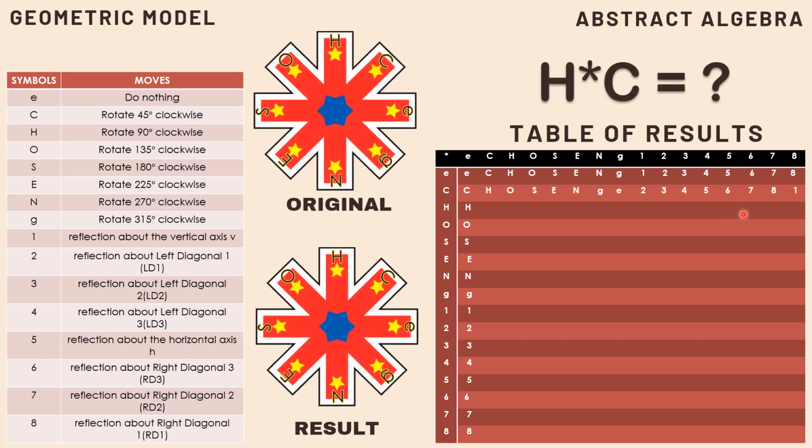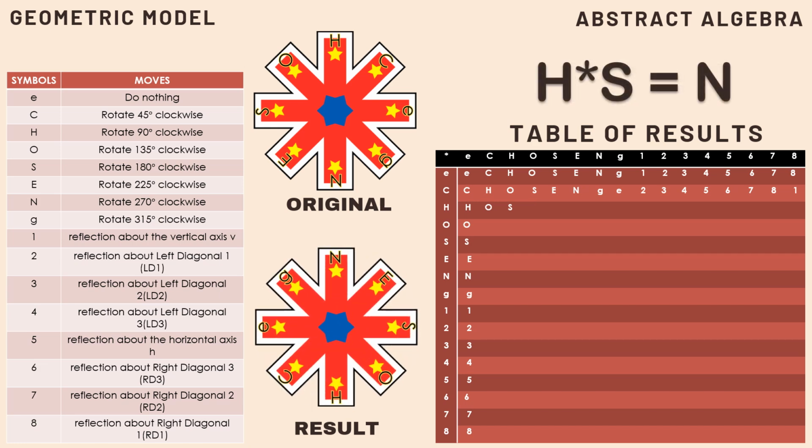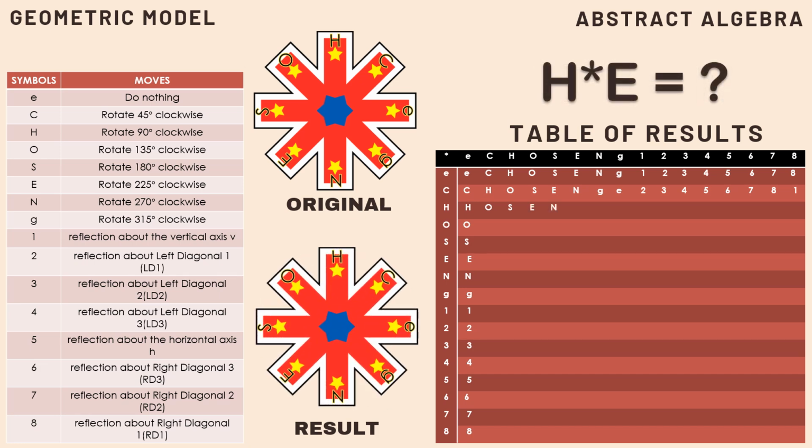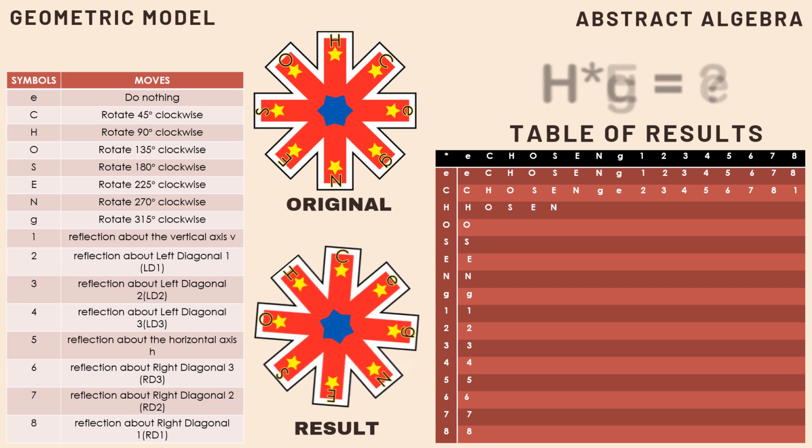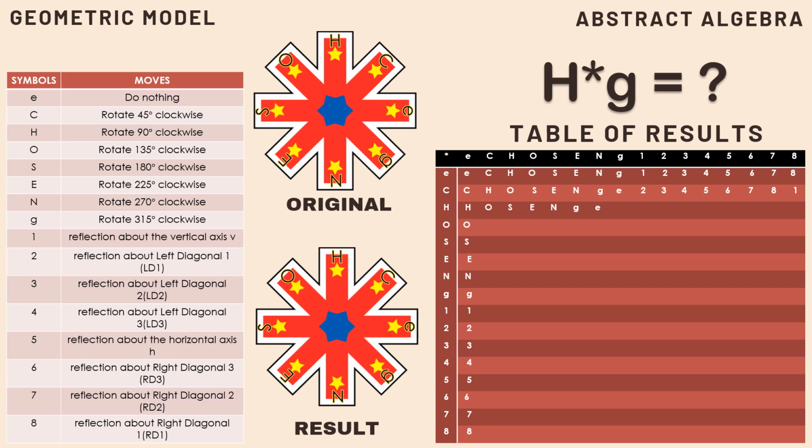Next is the third row. So H star C is O. H star H is S. H star O is E. H star S is N. H star E is small letter G. H star N is small letter E. H star G is C.